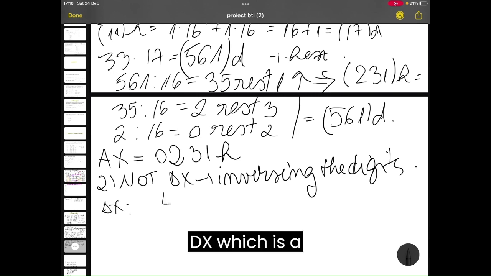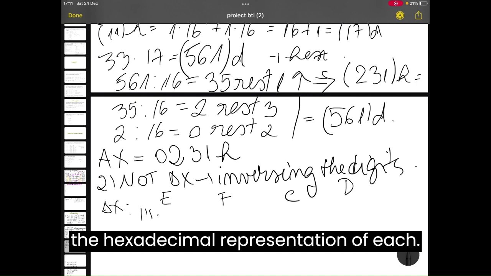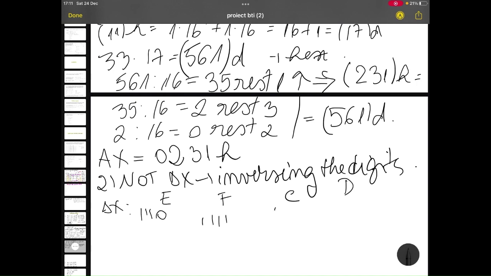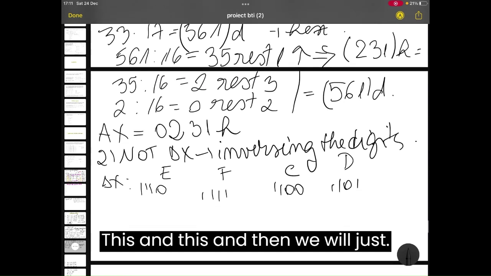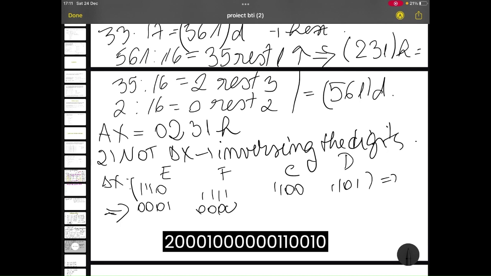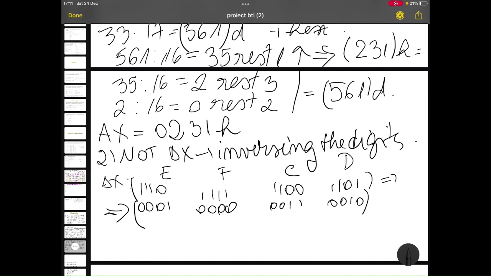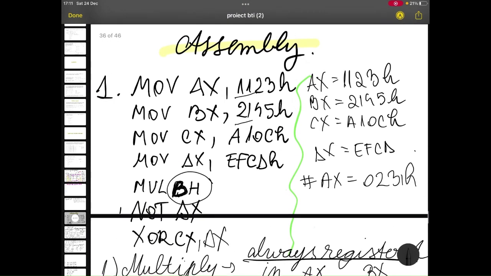So we write DX, which is A, F, C, and D. And we will write the hexadecimal representation of each. This, and this. And now we will just invert this to 0001 0001 0001 0010 0010, and this written is 1032. So DX will take the value in hexadecimal of this.